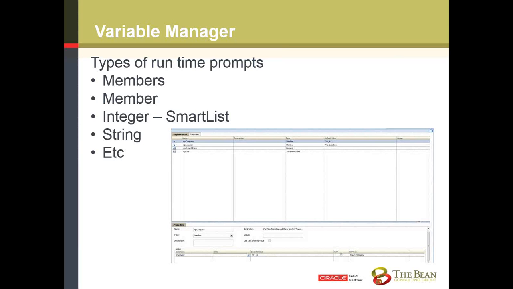The variables can be of different types. You can prompt users for a single member or multiple members. You can prompt them for integer values that might align with a smart list, text, and that sort of thing.